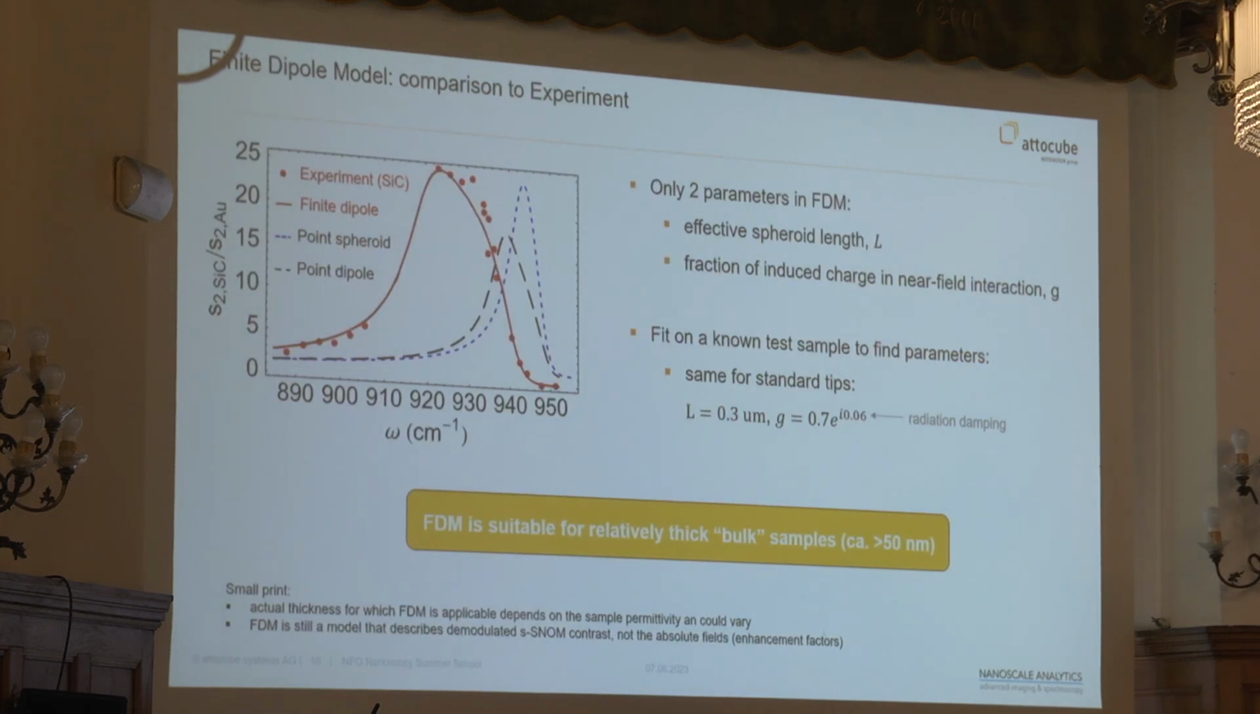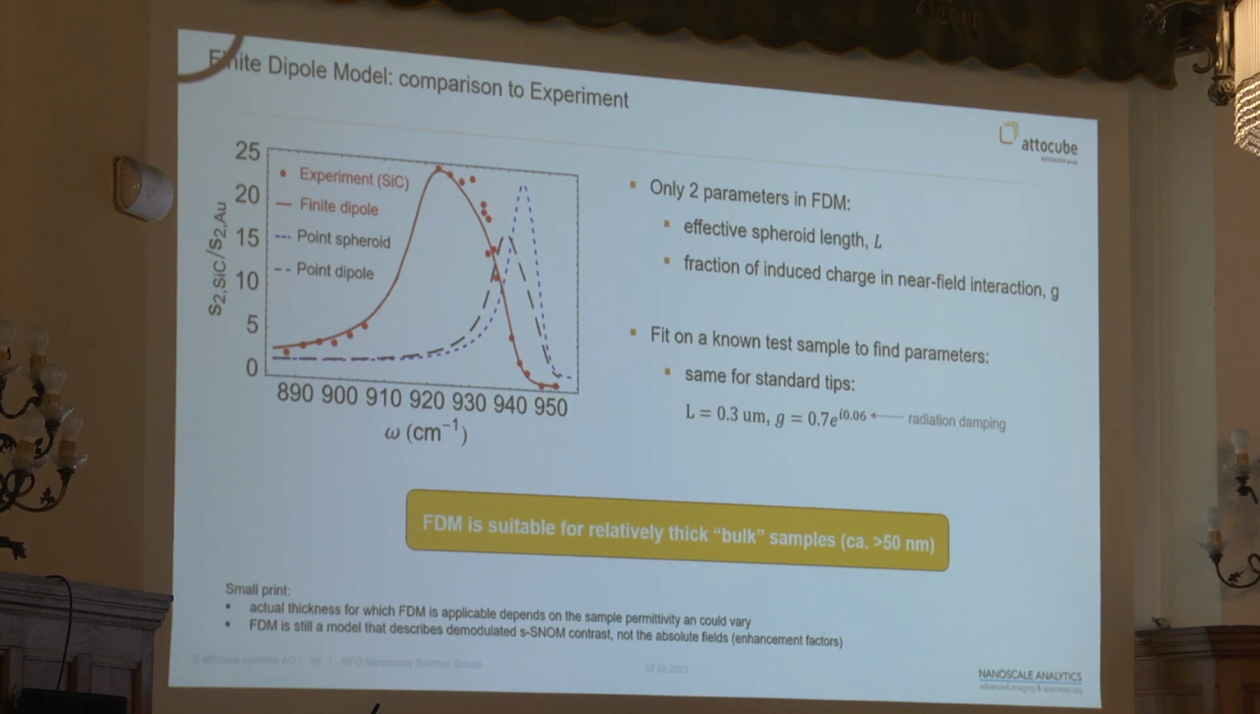So this is actually the proof that it works, right? These points here are the experiment on silicon carbide, and the red line is the prediction of the FDM, and you see it's an extremely good match, especially if you compare it to the prediction of the point dipole or some extensions of the point dipole models. The model has only two free parameters. One of them is the effective length of the spheroid, and the second one is a so-called fraction of the induced charge which participates in the near-field interaction.